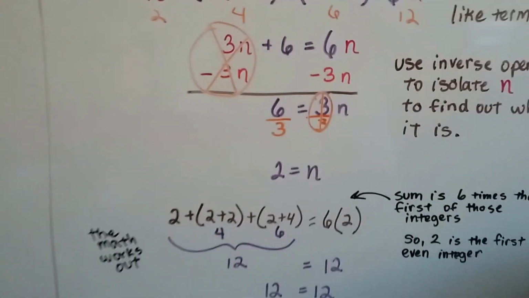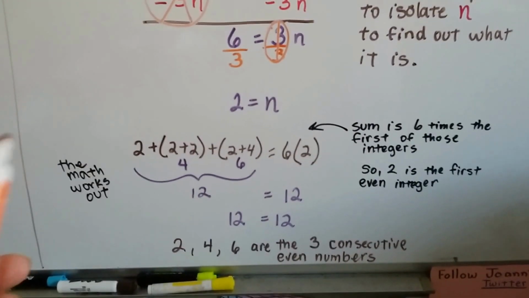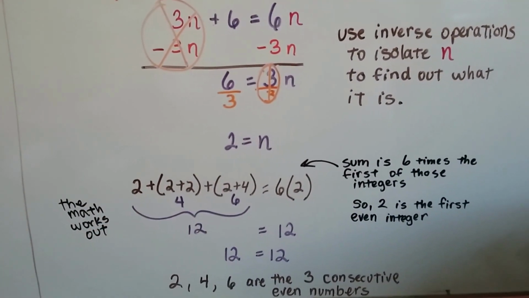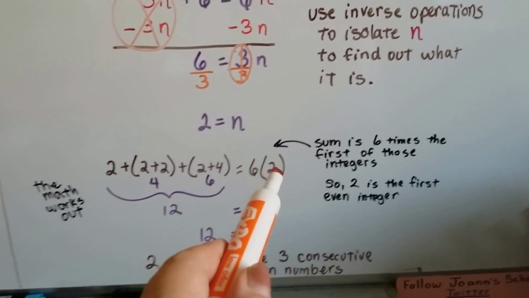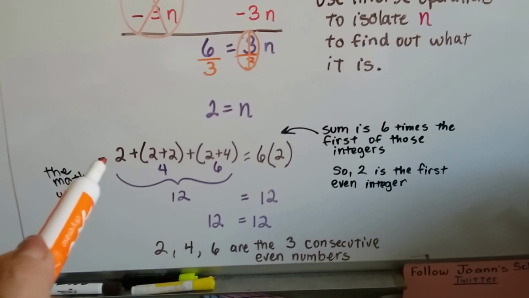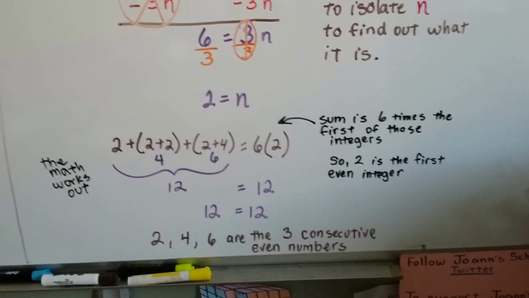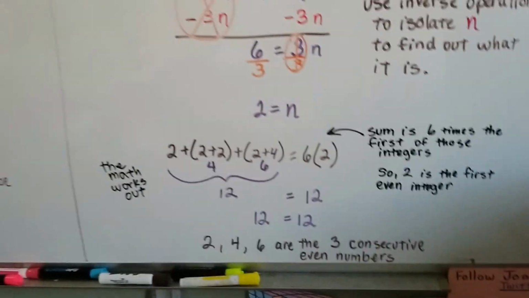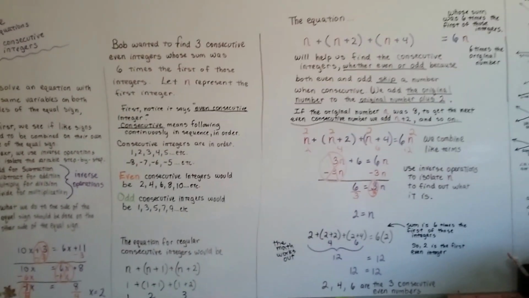So now, we know that the consecutive integers are 2, 4, and 6. What we did was we just plugged in this 2 as the n, see? And the sum is 6 times that original number 2, so we know that's 6 times 2. So 2 is the first even integer, 4 is the next one, 6 is the next one. See? They all equal 12, so it fits in with the 6 times the original, and we have our 3 consecutive integers. See? So that's how we find consecutive integers, and that's how we find consecutive even or odd integers.